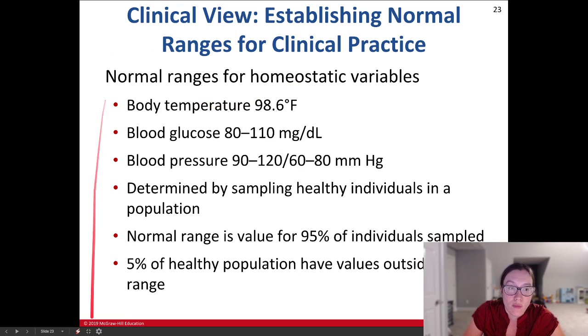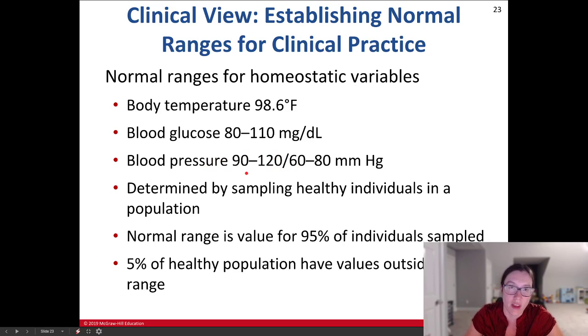So in order to monitor our patients, we look at their different bodily functions. We look at their vital signs, right? We look at body temperature, we look at blood glucose, we look at blood pressure, and we want to see if they are maintaining homeostasis correctly, right? We want to see if their body temperature is normal, if their blood glucose is normal, or if their blood pressure is normal. And in order to do that, we have to establish normal ranges.